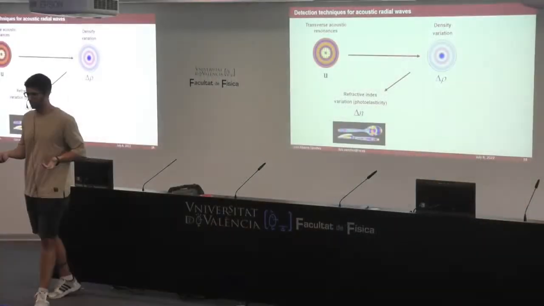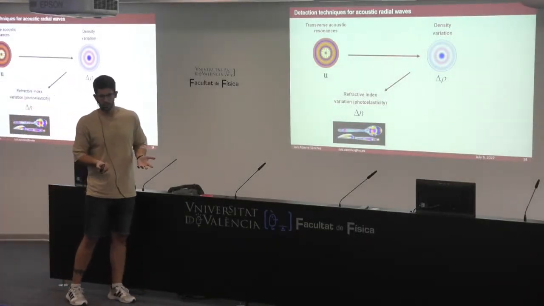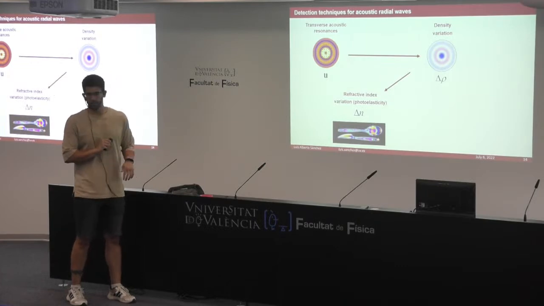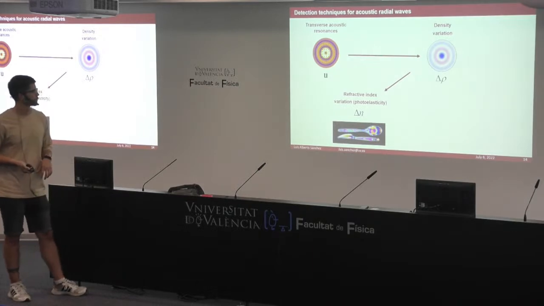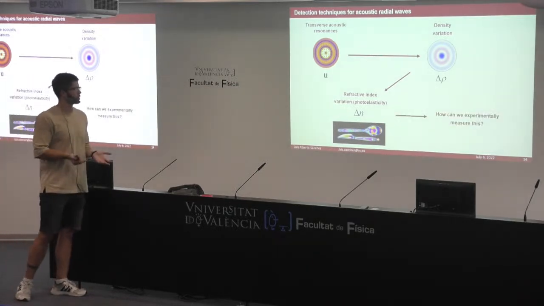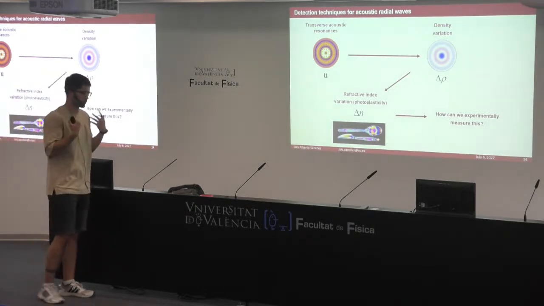Okay, so I just showed you that elastic deformations or density variations affect the optical properties of the material, in our case, the optical fiber. Okay, but how can we measure this experimentally? Because that's really cool, but how can we measure it properly?